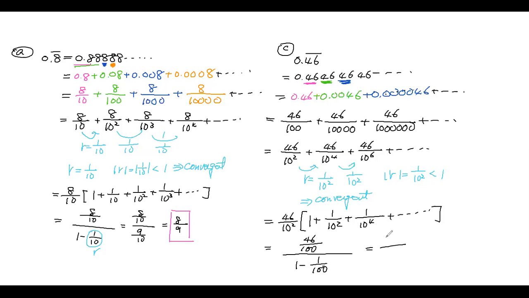So now you know your answers here is 46 over 99, right? Okay, cool. Now I'm going to a new page. Let's start part B.